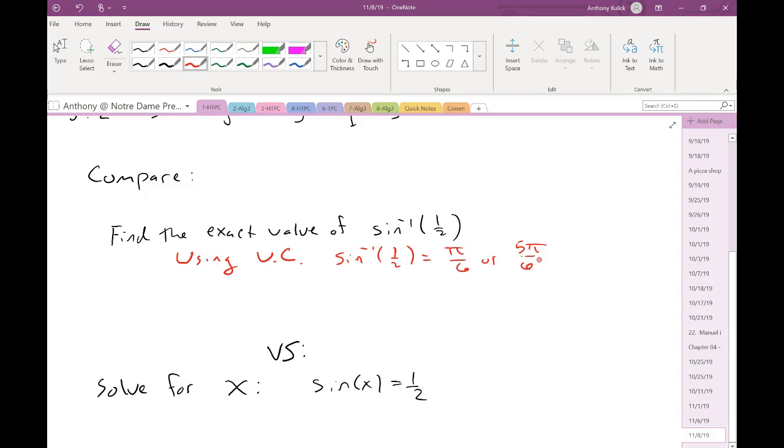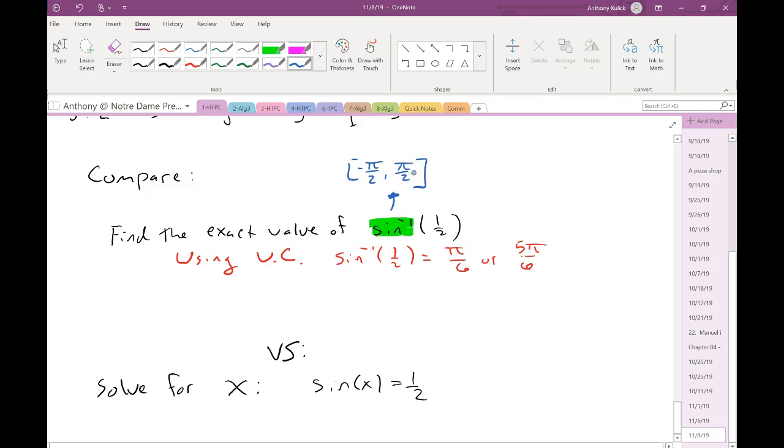However, we have to worry about sine inverse. What is the range for sine inverse? Negative pi over 2 to positive pi over 2.